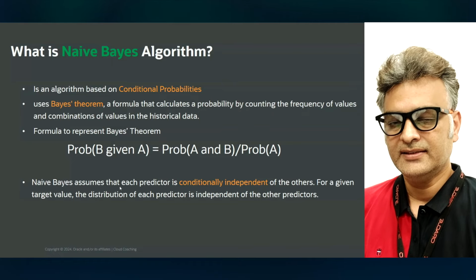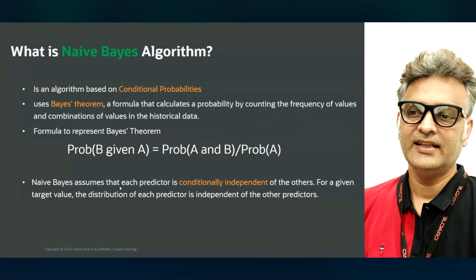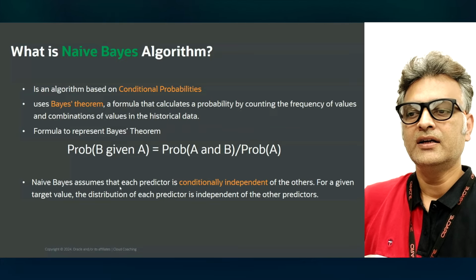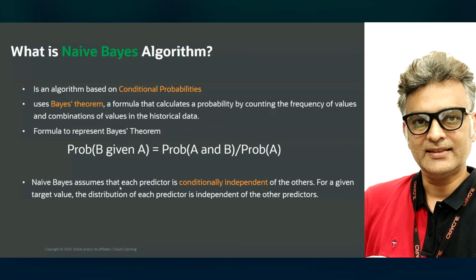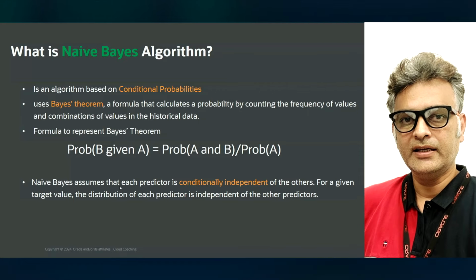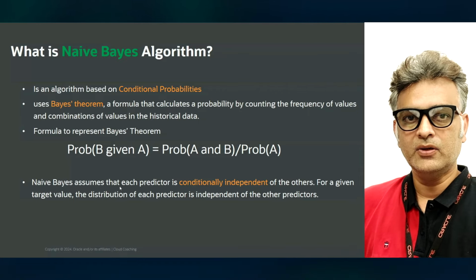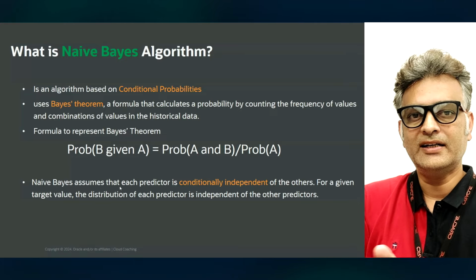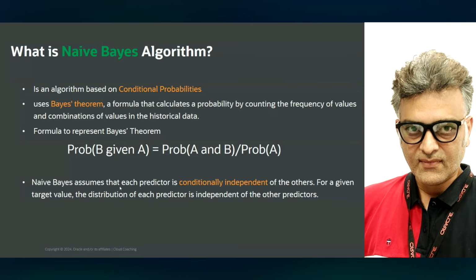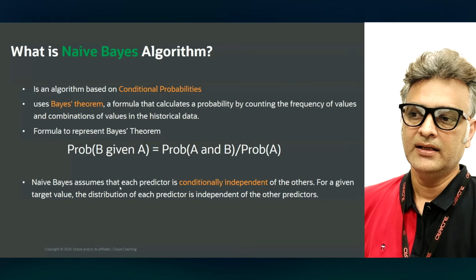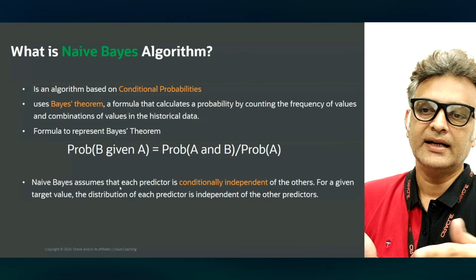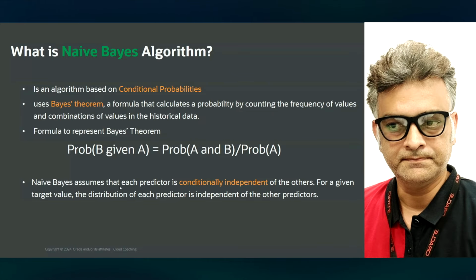Now, naive Bayes as an algorithm assumes that each predictor is conditionally independent of the others. Say you have 10 or 15 attributes in a data set and one target variable. It will calculate the probability individually for each of these, and to get a combined probability, it will multiply the probabilities. So that way, you can consider that each attribute is conditionally independent of the other. Okay.